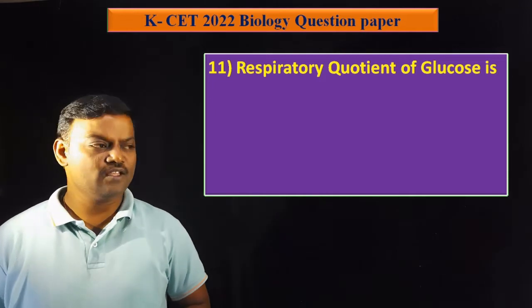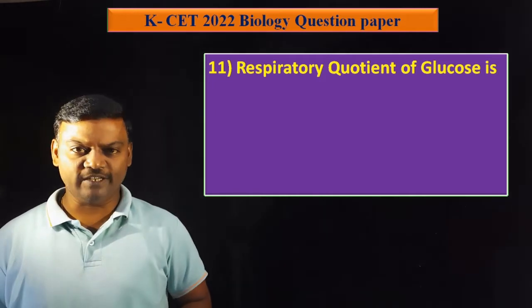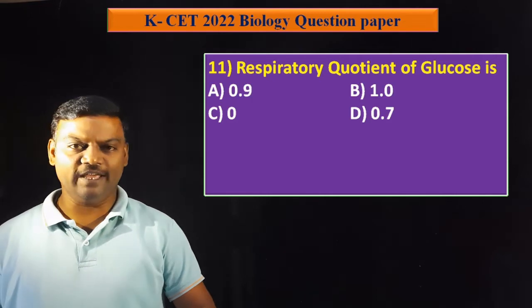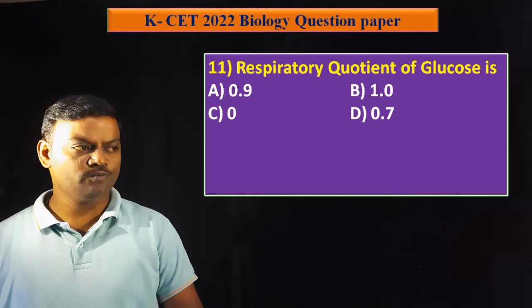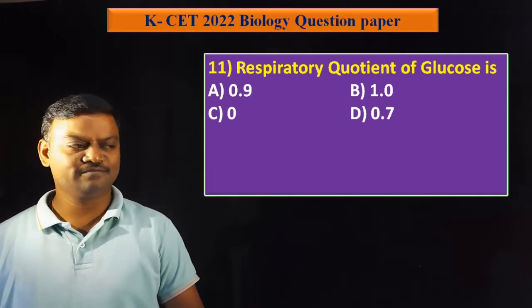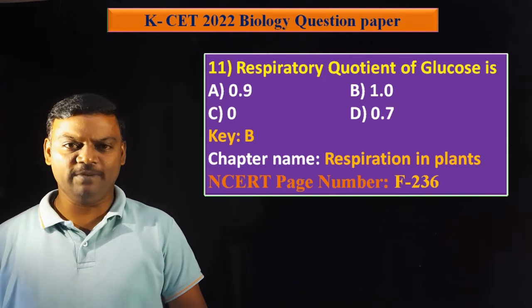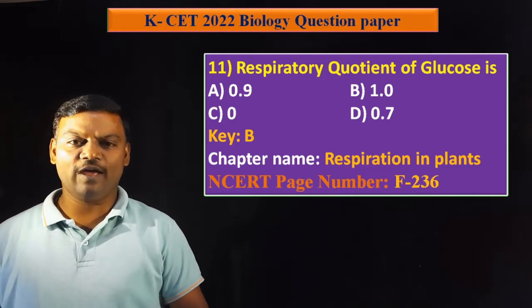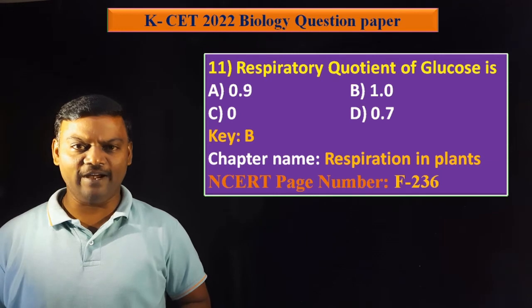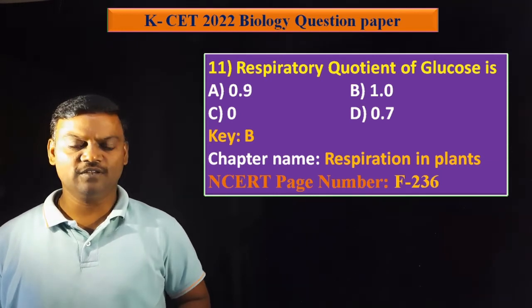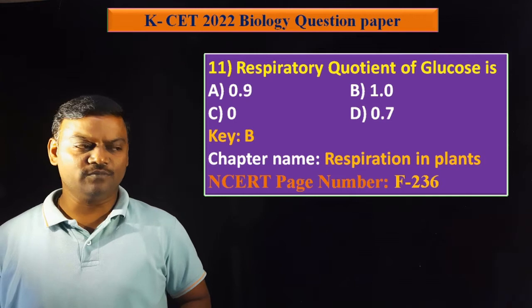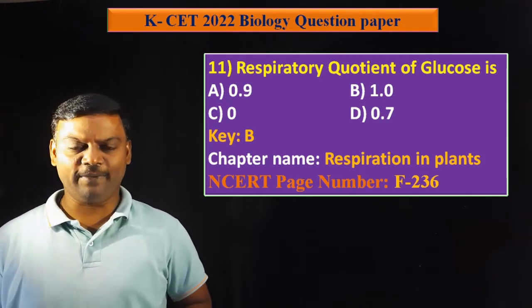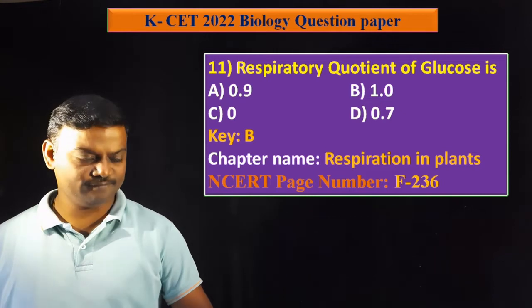Question number 11. So the respiratory quotient of glucose is option A, 0.9, option B, 1.0, option C, 0, option D, 0.7. The correct answer is option B. So the respiratory quotient value of glucose, nothing but carbohydrates, is equal to 1, because the number of carbon dioxide molecules evolved and the number of oxygen molecules consumed is equal. It is a question from Respiration in Plants, NCERT page number 236.